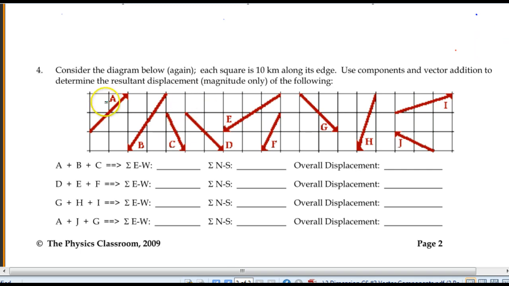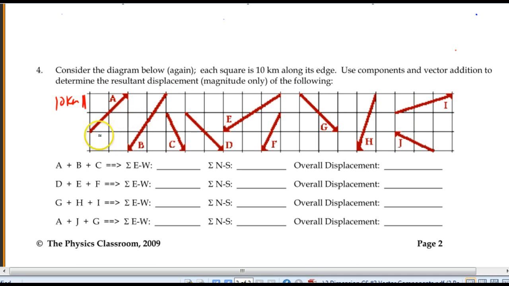So we're back to our grid. Again, remember each side is worth 10 kilometers. And we went over before what the different components of each one were. So what we're going to do is take vector A, add it to vector B, and add it to vector C. The way we're going to do that is to add their horizontal components and then their vertical components.